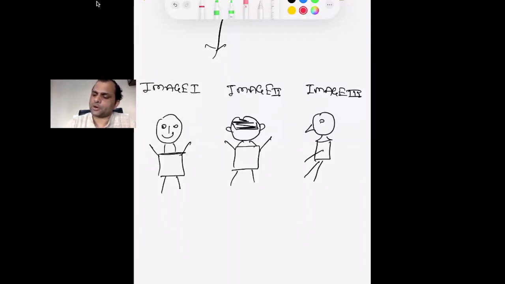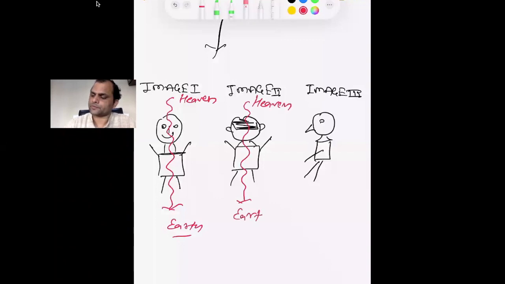So the yang energy may enter in the front side of the body, and the root will be heaven to earth. And yang energy also may enter in the back side of the body. The root will be the same, heaven to earth. And the yang energy also may enter from the lateral side of the body, and the root will be the same, heaven to earth.